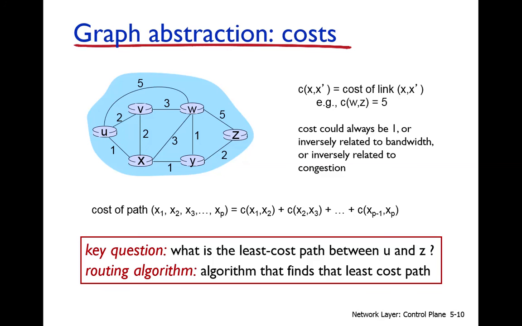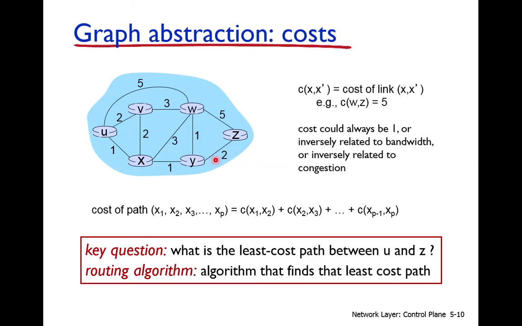Now each link has a cost, which we already discussed. The cost is represented by c. c(x, x') means the cost of the link from node x to x'. For example, the cost from w to z, this link, its cost is 5. z to y, its cost is 2.